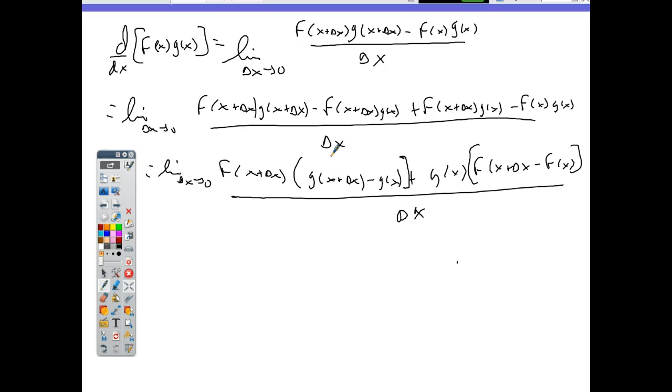Do the same thing here. I notice I have g of x, so I pull g of x out in front. Now left behind are these two pieces right here. What do you see so far? Now here's where something incredibly catastrophic happens.